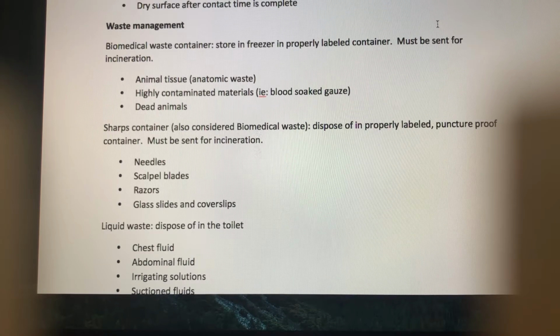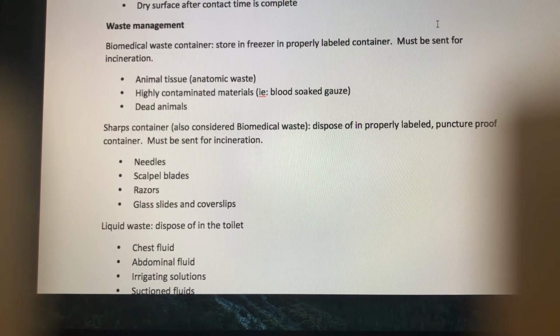You should have actual biomedical waste labeled sharps containers in your vet hospital. Things like coffee containers or peanut butter jars are not acceptable. And these also need to be sent for incineration.